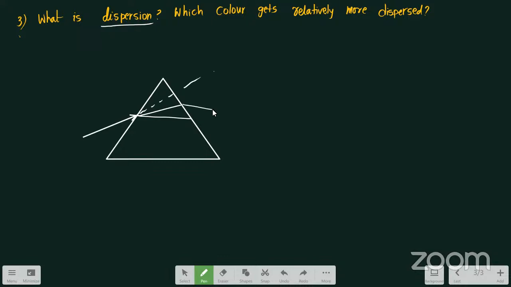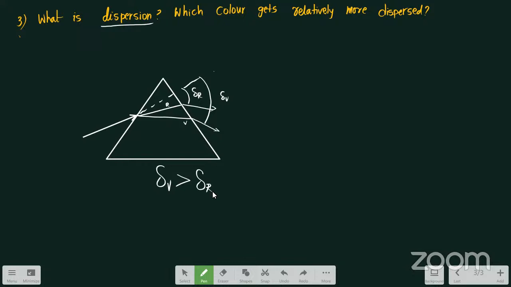Finally, the colors will come out something like this. This is red color. This is violet color. Here, the deviation of red color I am representing with delta R, and the deviation of violet color with delta V. So, whose deviation is more? Violet color deviation is more when compared to the red color deviation.